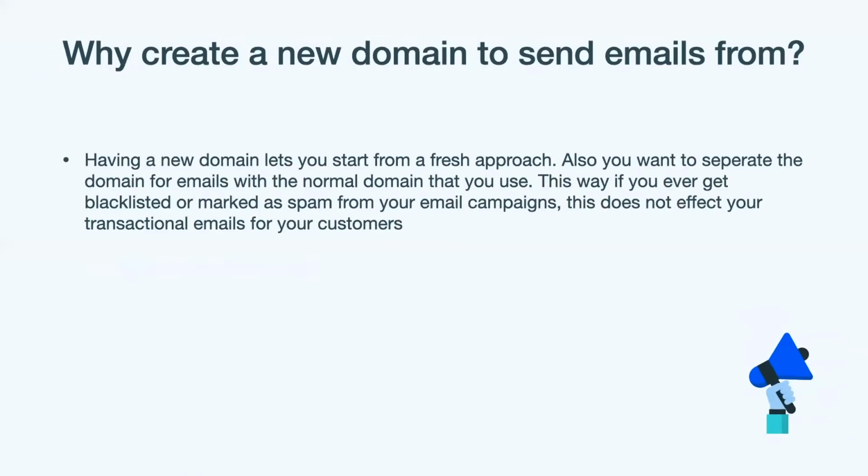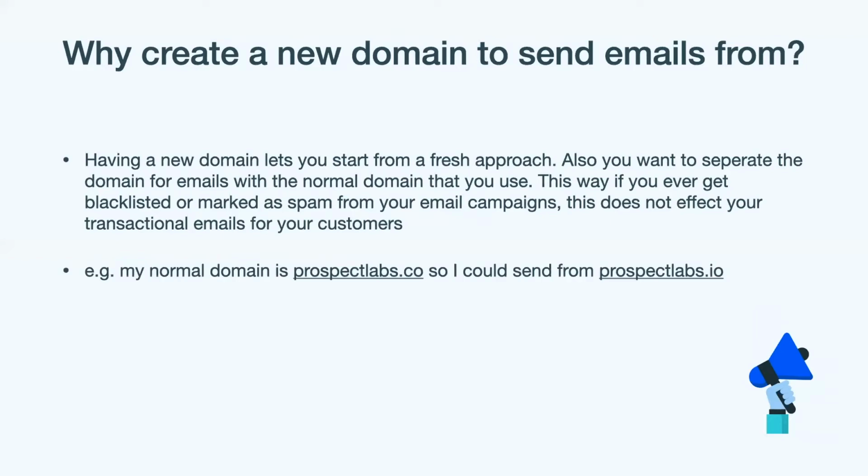Let's have a think about this. If you have a new domain and you start completely fresh, you need to let your hosts, so G Suite or whatever it is, know that this is a healthy campaign, a healthy email, a healthy domain. Normally, my domain is prospectlabs.co, so I'd maybe buy something like prospectlabs.io.